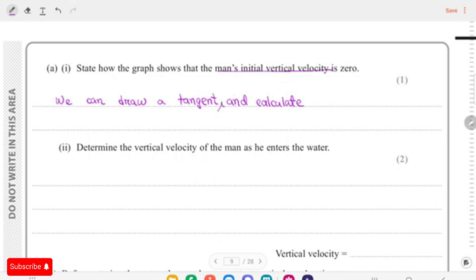We can draw a tangent at t equals 0 and calculate the gradient there, that is 0, indicating velocity is 0.